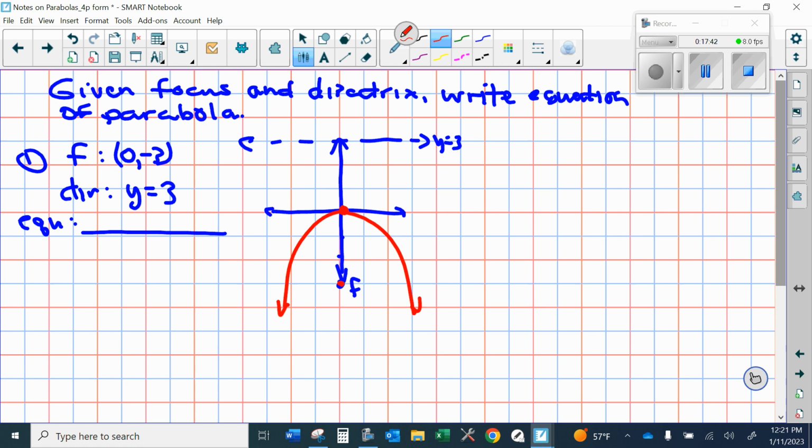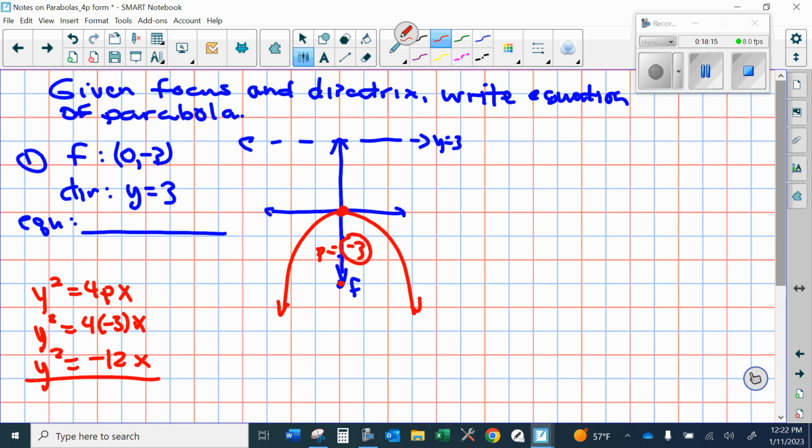Now what is P? Isn't P the distance from the vertex to the focus? Didn't we go down 3? So P is -3. Now, since it opens up or down, we know it's y squared equals 4px. And now all we have to do is plug in that p, which we just calculated to be -3. So y squared equals 4 times -3 times x, so y squared equals -12x. There's our equation right there.